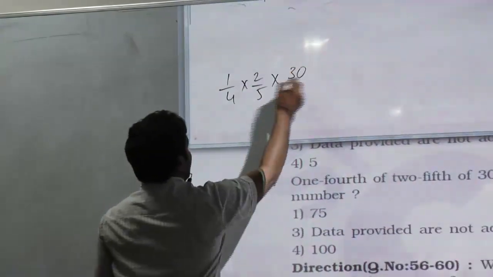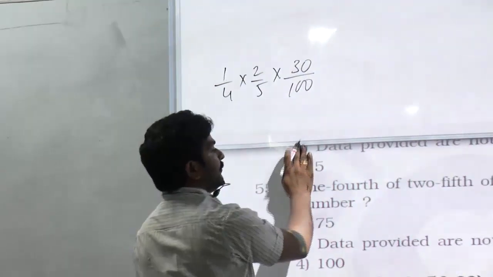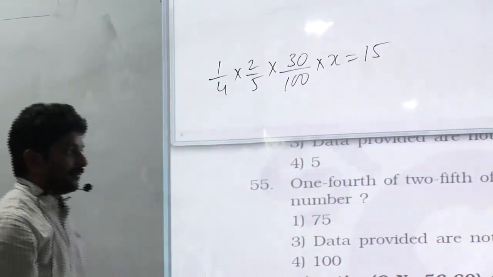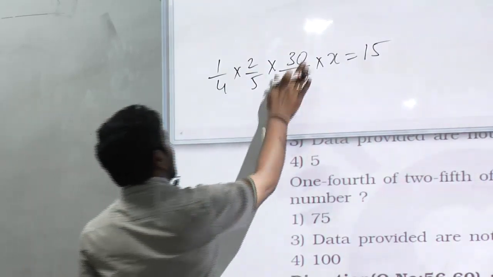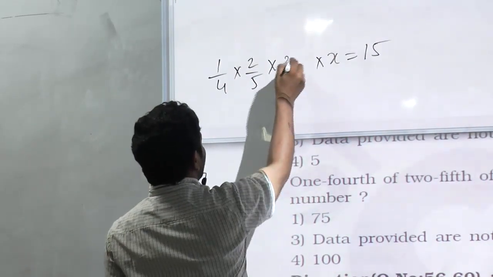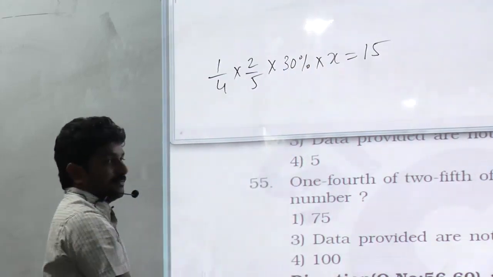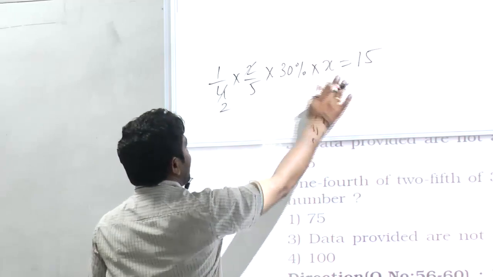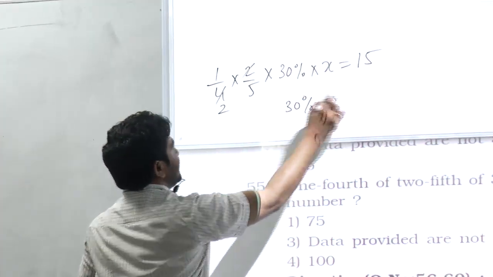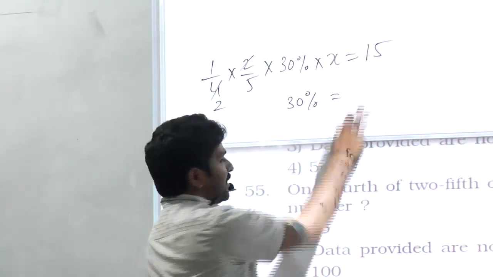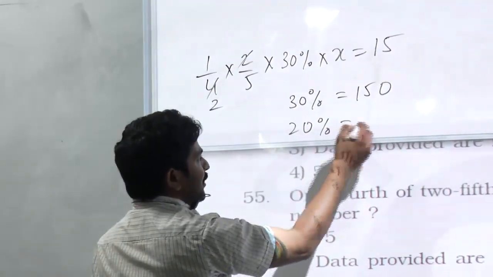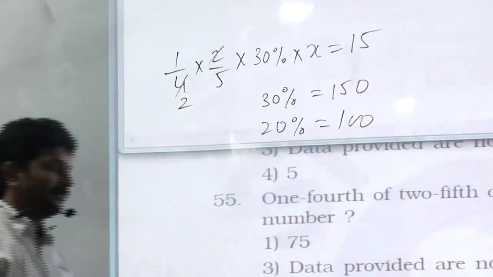30% of a number is 15. What is 20% of the number? If you are asked about 20%, let it be 30% only. Don't change it. 2 times. 30% of x is equal to 10 into this much? How much? 150. Then 20% is equal to how much? 100.